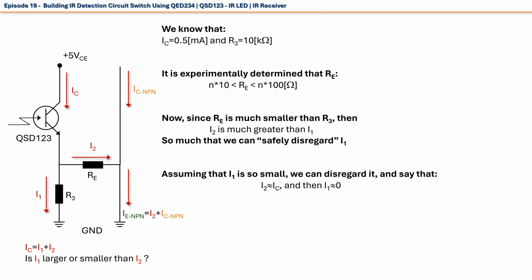To summarize, current IC is the same as current I2, since RE is so much smaller than R3. The current IC now represents the biasing current IB for the NPN transistor. The base current of 0.5 milliamperes is quite enough to drive the NPN transistor into active mode of work.